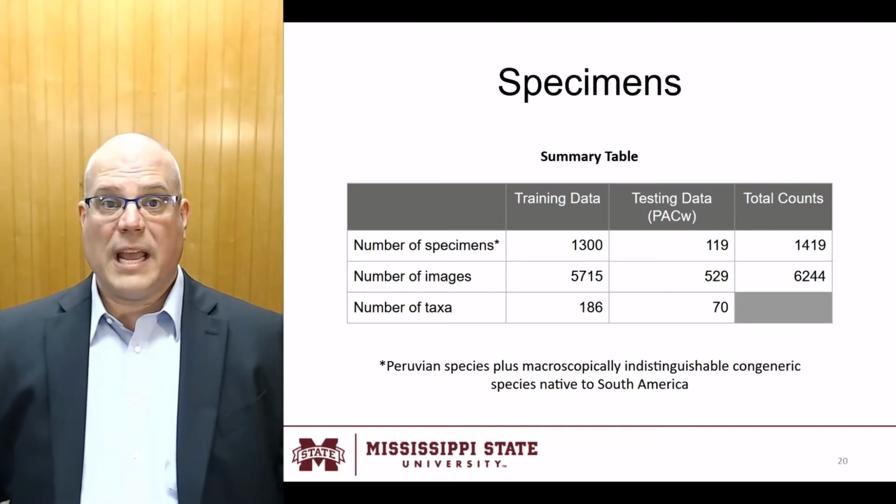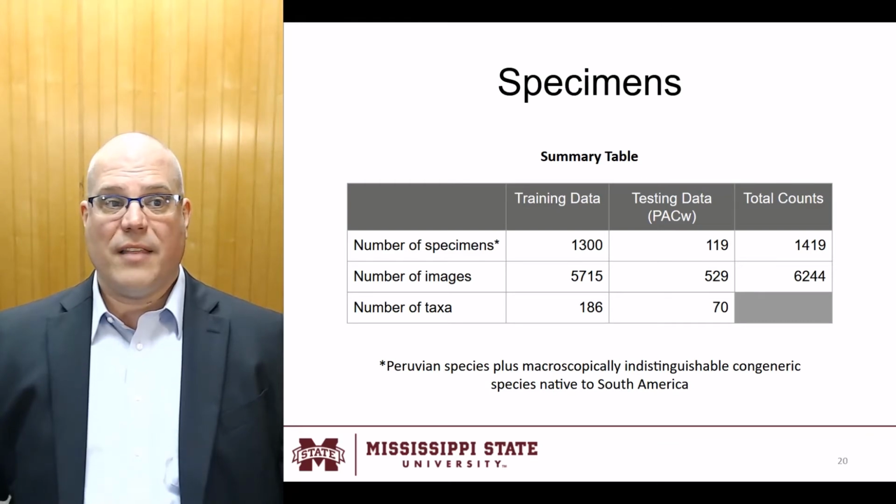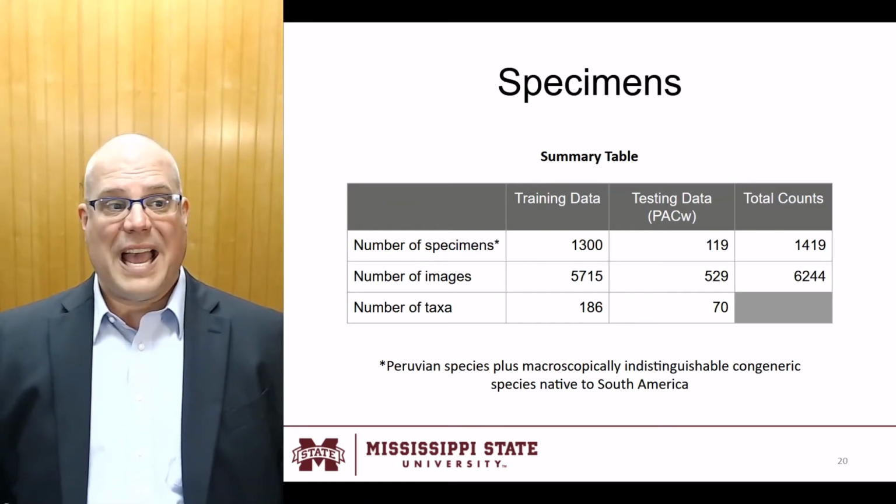Here is a summary table for the specimens. For our training data, we had 1,300 specimens. For the testing data, that's data from that PAC-W collection, we had 119 specimens. Number of images, 5,715 for the training data, 529 for the testing data. The number of taxa, 186 for the training data and 70 for the testing data.